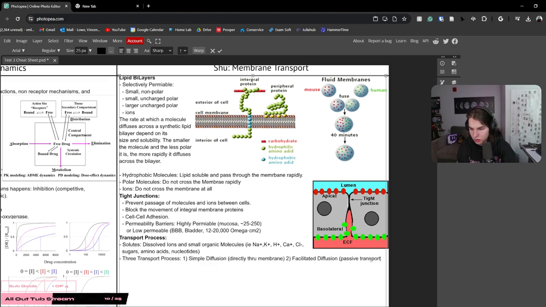Passive transport. So we'll talk about this after the song finishes, chat.